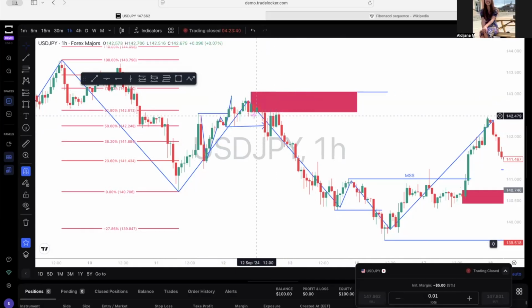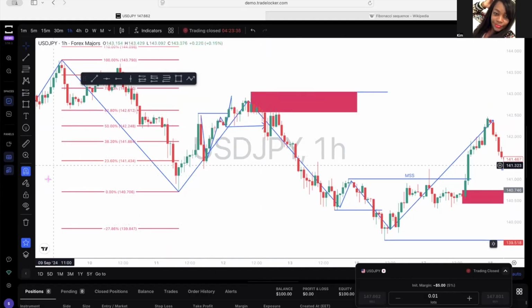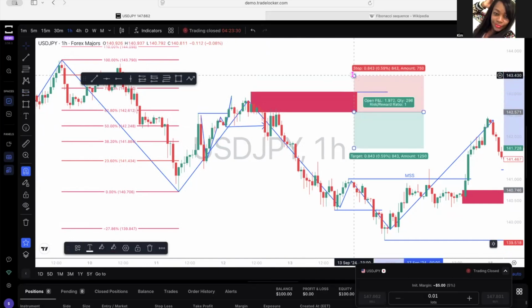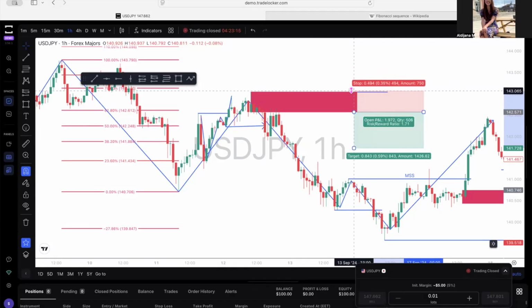Can I just ask regarding demand and supply zones, where exactly are you marking that? The last up candle before the down move of a sell, the last down candle before the up move of a buy. Okay. So you just go all the way from top to bottom of the candle. Yes.